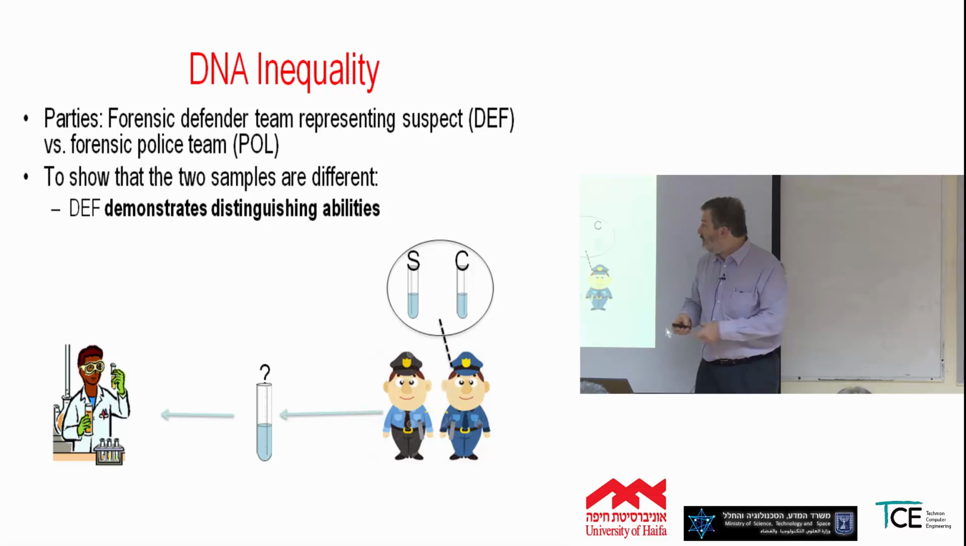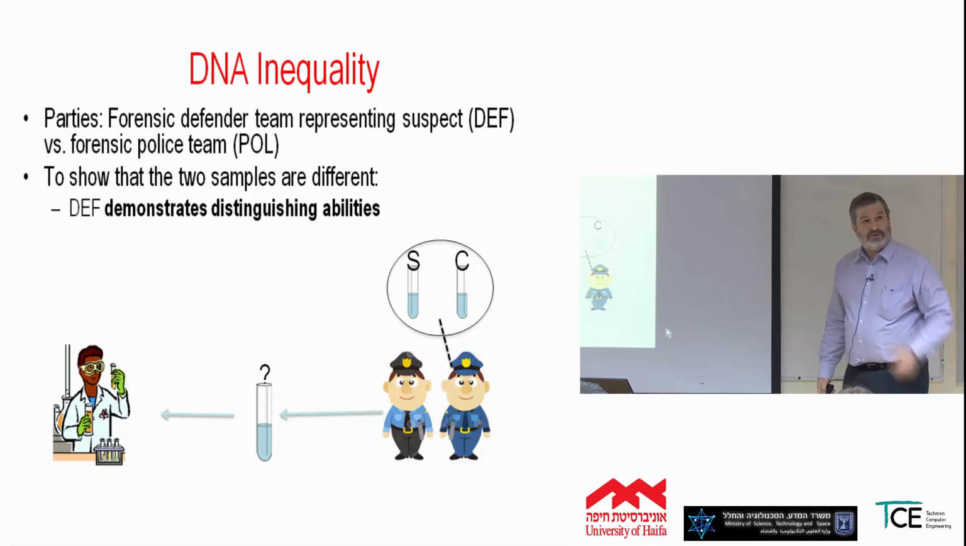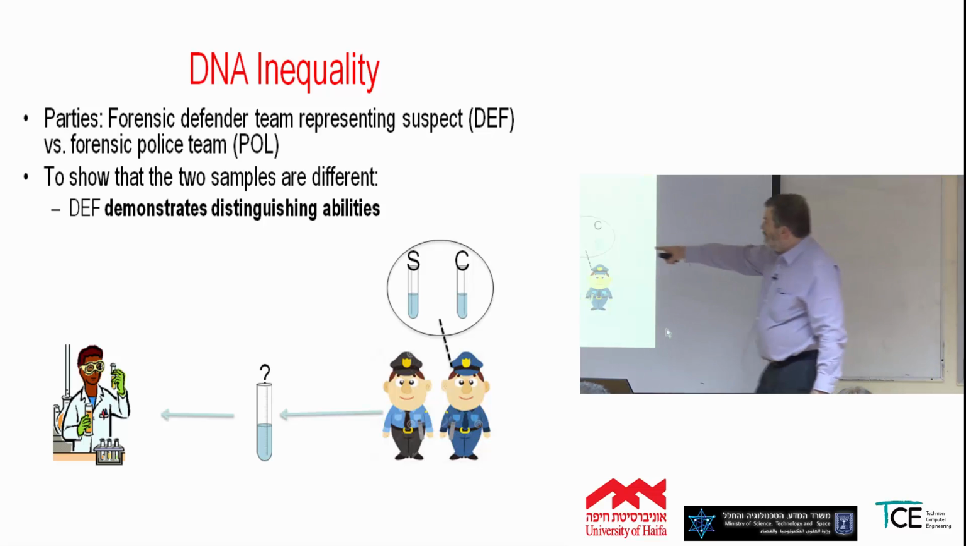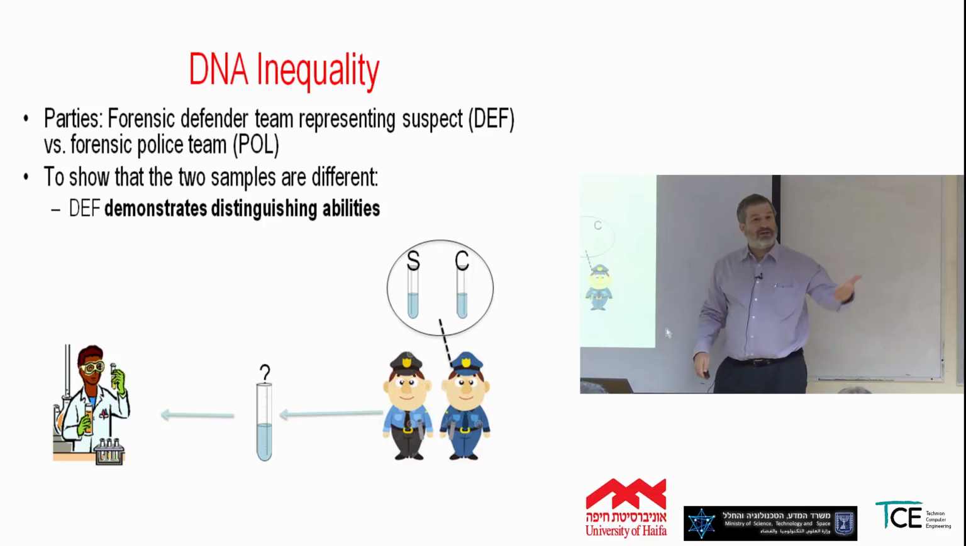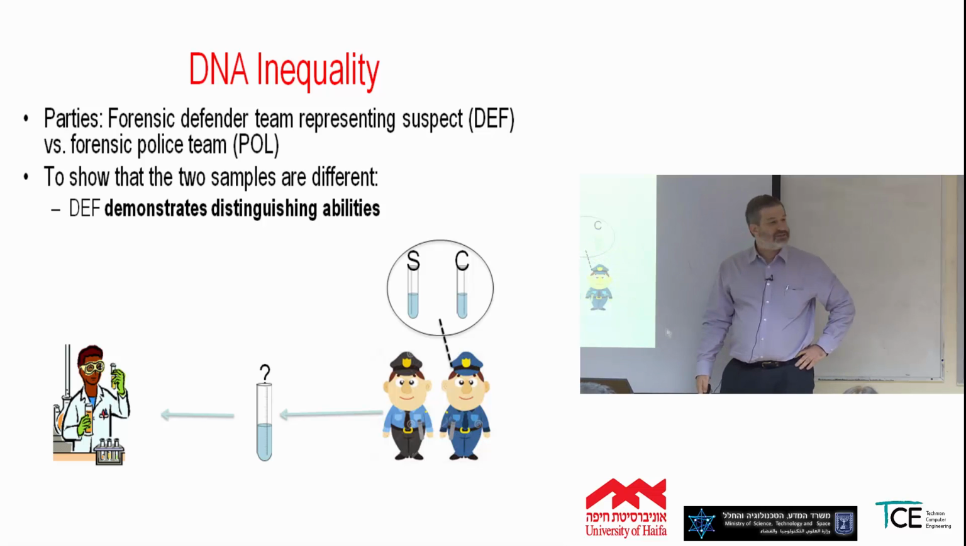And all you need to know is your own sample. If you know your own sample, and you're given either from this tube or from that tube, then you can tell whether it's the suspect or whether it's the crime scene.